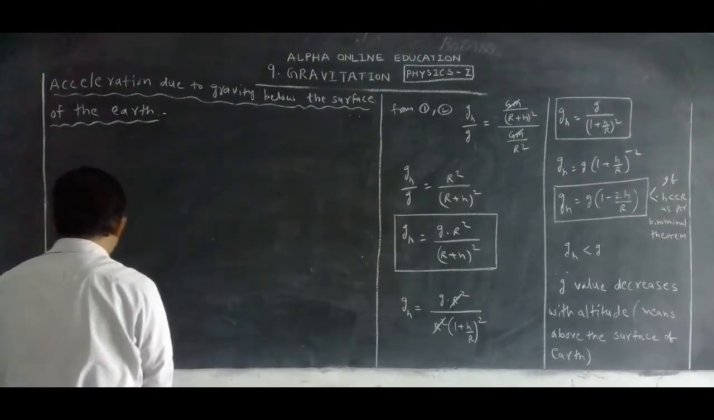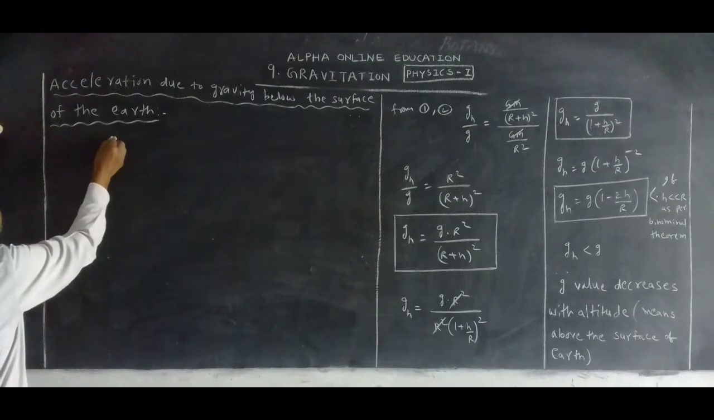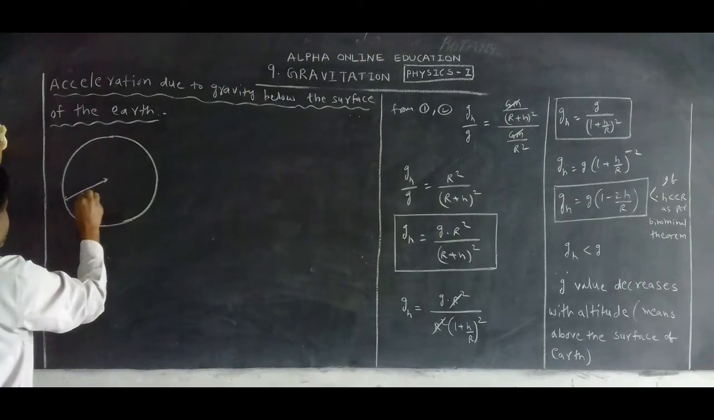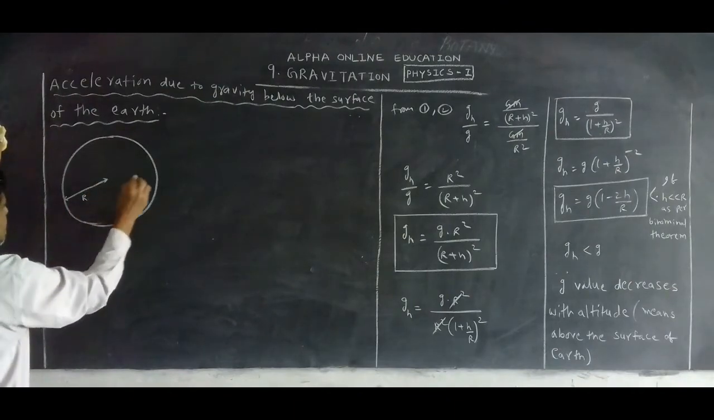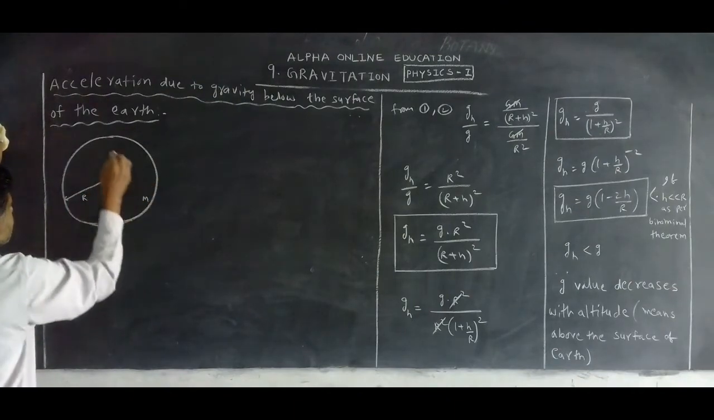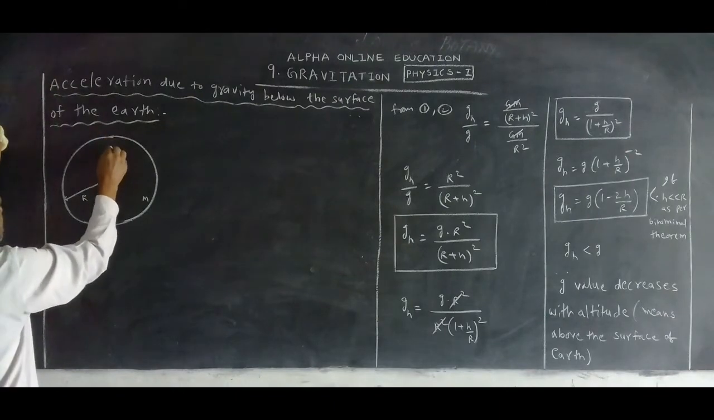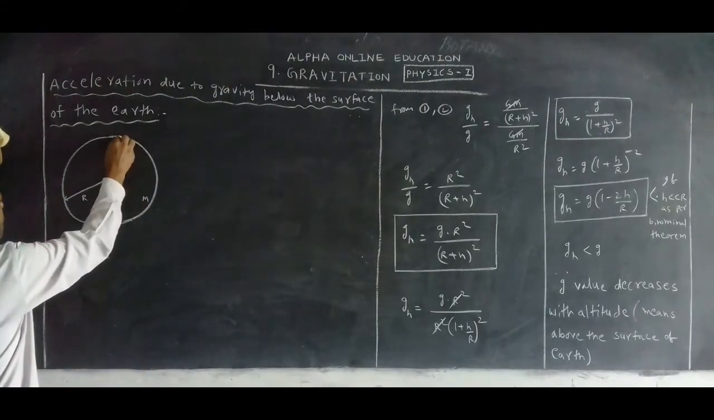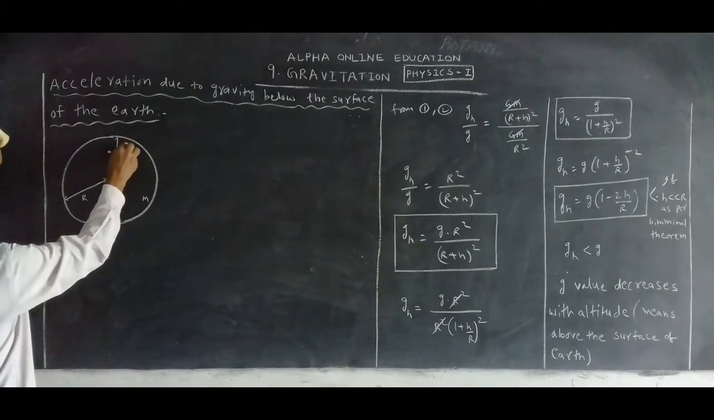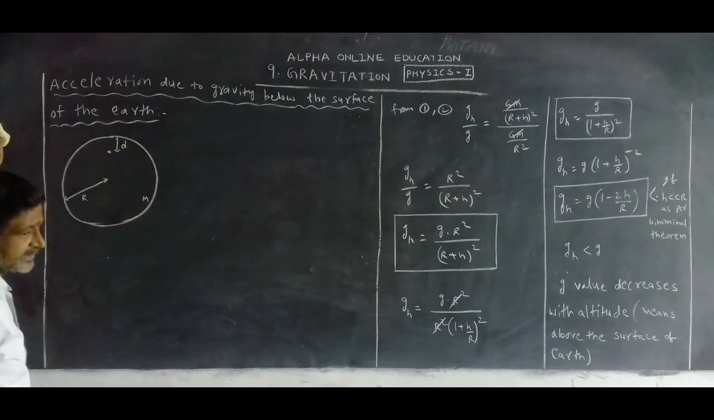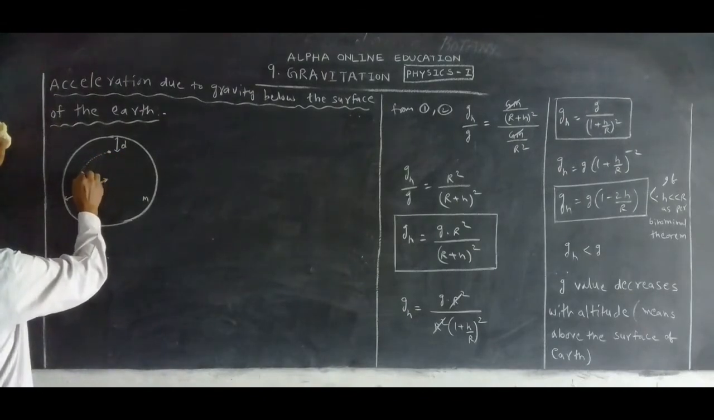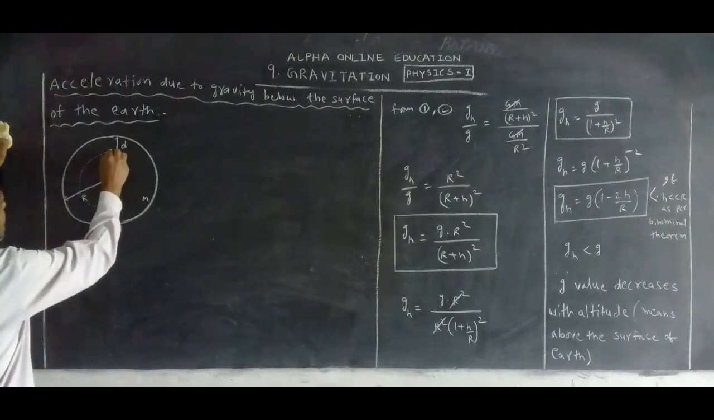Now let us take this as the earth. This is the radius of the earth and its mass is M. This is the surface. You take one point here. This point is located at depth d. Located at depth d. Now let us take one circle.